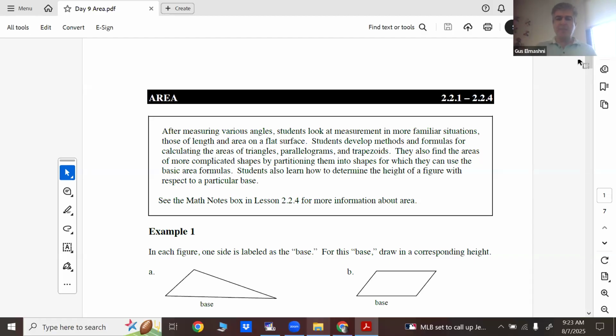So to give my voice a break, we'll kind of just go around the room reading. Allie, can you read that part in the box right there where it says after measuring? Both of the area on the flat surface. Students develop methods and formulas for taking the areas of squares, parallelograms. We also find the areas of more complicated shapes by partitioning, then we can use the basic area formulas. Students also learn how to determine the height of the figure with respect to a particular base. Yeah, cool. So thank you.